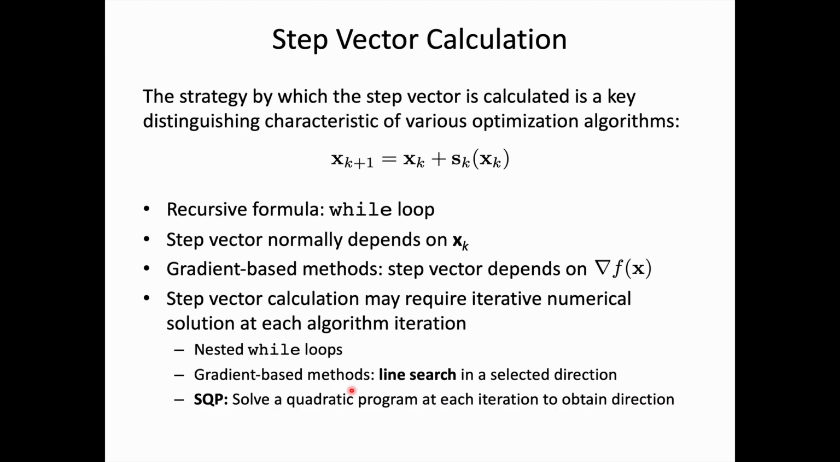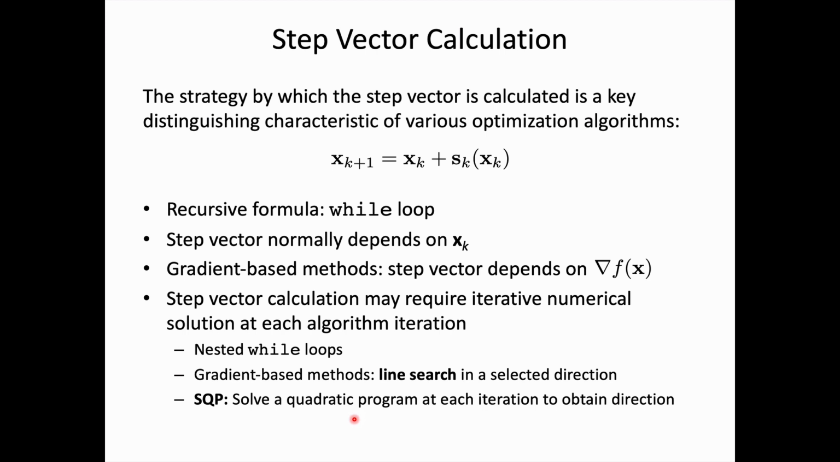Another example involves the algorithm SQP, or sequential quadratic programming. And this is one of the last algorithms that we're going to learn. It's a fairly sophisticated algorithm for solving constrained optimization problems using gradient-based methods. And it involves at each outer iteration the solution of another optimization problem called a quadratic program. A quadratic program is a nonlinear program that has a quadratic objective function and linear constraints, so no nonlinear constraints.